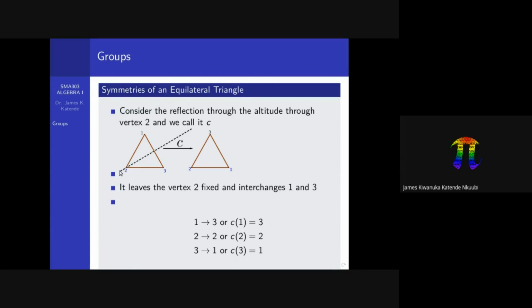So the next one, again, we use a reflection, but through the altitude that goes through the vertex 2. This line through the vertex 2 is our mirror line. So since 2 is on the mirror line, it doesn't move. 2 remains fixed, but 3 goes to 1 and 1 goes to 3. We call this function C.